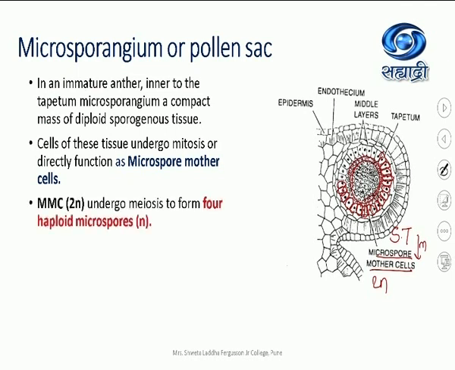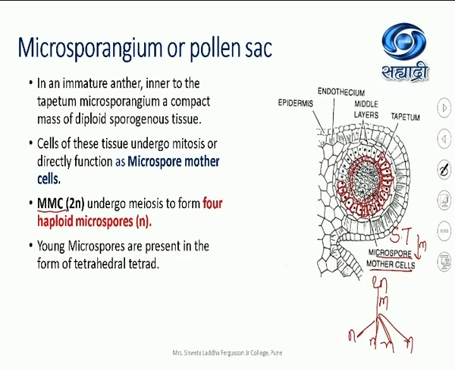These are very important. Microspore mother cell, MMC. MMC means what? Microspore mother cell. They undergo meiosis. When they undergo meiosis, they give rise to 4 haploid microspores. This is very, very important. Sometimes they ask you the question, how many seeds will be formed? I'll take one example at the end, but you remember this. One microspore mother cell, because of meiotic division, gives rise to 4 haploid microspores.